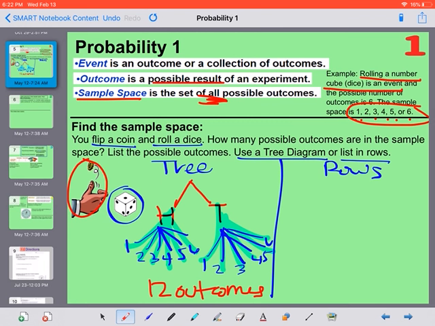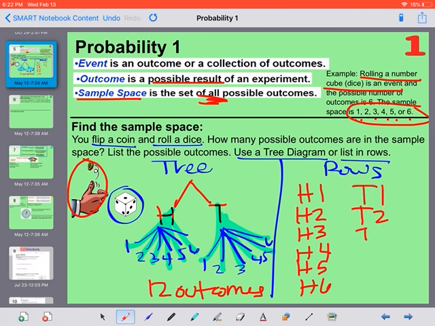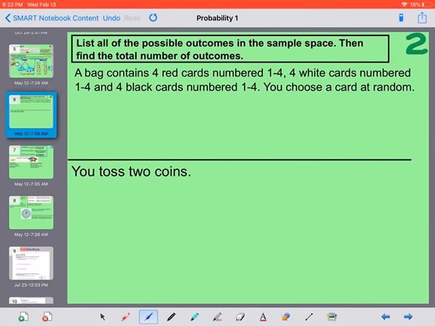We could have also listed this in rows. We could list one at a time. We could get a heads and a 1. We could get a heads and a 2, 3, heads and 4, heads and 5, or heads and 6. Or same thing with tails. We could get a tails and a 1, tails and a 2, 3, 4, 5, or 6. Still, there are 12 outcomes, 6 here and 6 here for a total of 12. I'm just providing you with 2 ways that you can solve the same question.